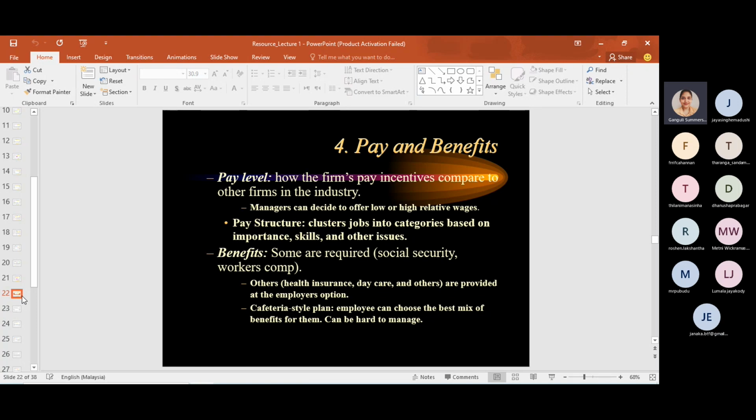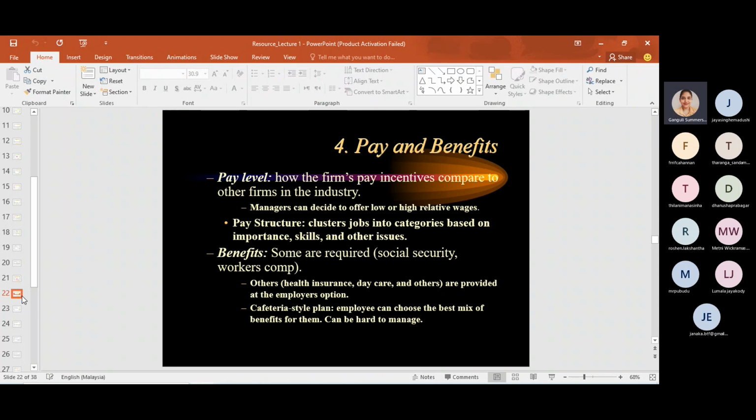Okay, so when it comes to benefits, there is a thing called cafeteria style plan. According to this plan, employees can choose the best mix of benefits for them. But it can be hard to manage. Let me explain this. When you go to a cafeteria, you don't eat all the food in the cafeteria, right? You just choose the food that you like. You don't eat everything. Only the food items that you like.